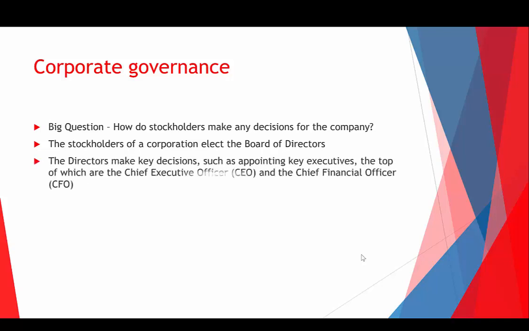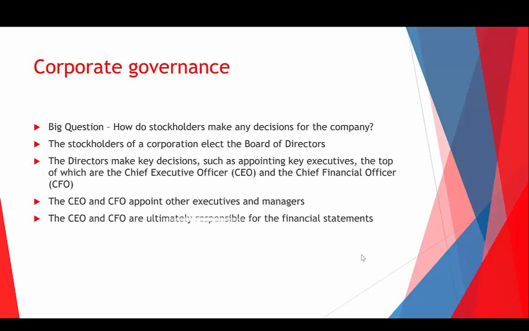One of the biggest decisions they make is they appoint the key executives, including the CEO, who's the top executive, and then the CFO, the Chief Financial Officer, who's another one of the very top executives. And then the CEO and CFO are going to appoint other executives and managers. CEO and CFO, they're also responsible for the financial statements.